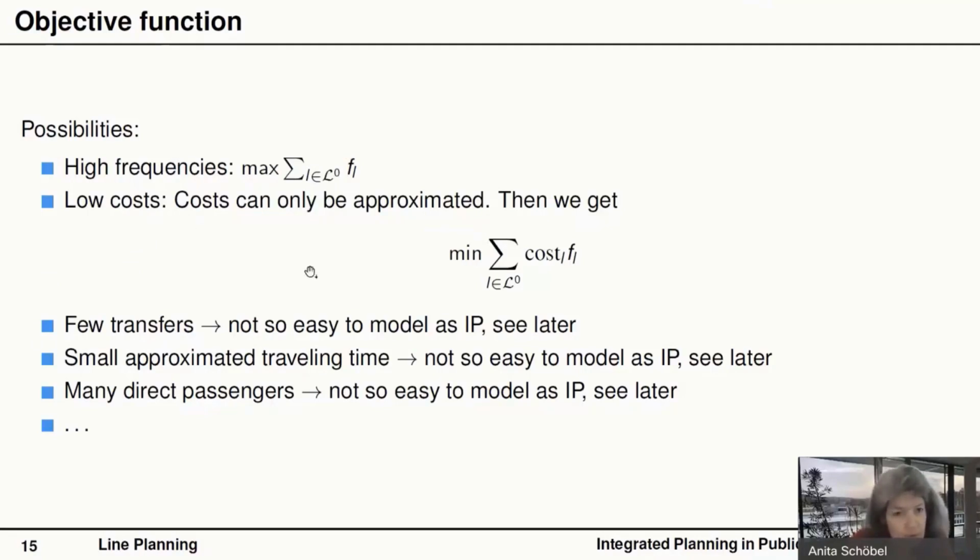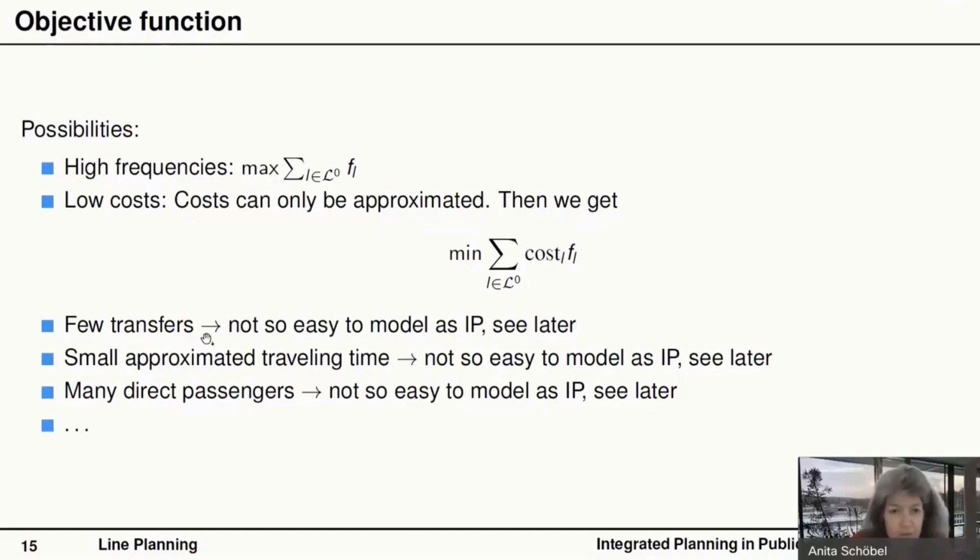So costs are used very often. Unfortunately, they can only be approximated. So usually you try to estimate what is the cost of a line L. You know how long the line is, how many kilometers. You can, in some sense, approximate how many driving kilometers you have and how much time you need if you drive this line. So you can approximate the costs that are needed for the driver, for the time he needs, and the kilometer for the car. So you can approximate the costs and try to minimize that.